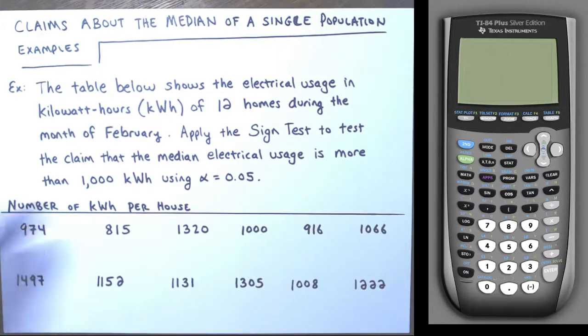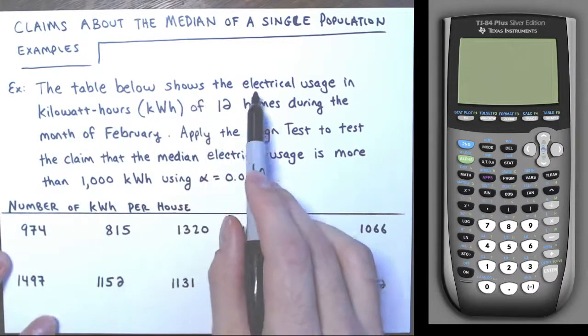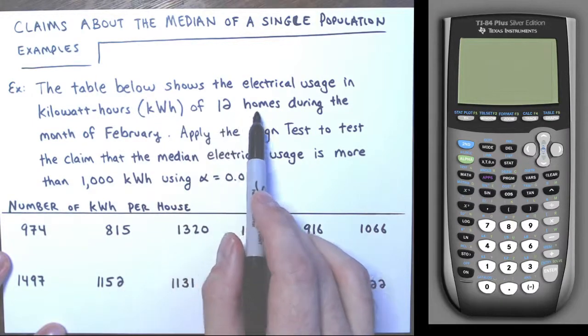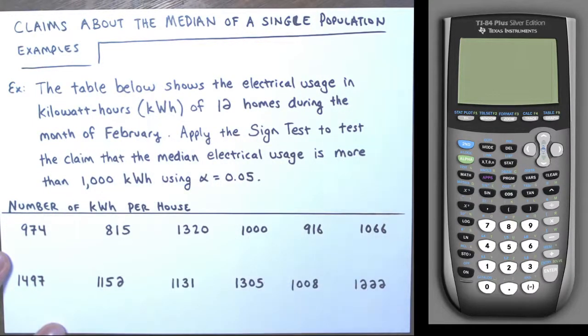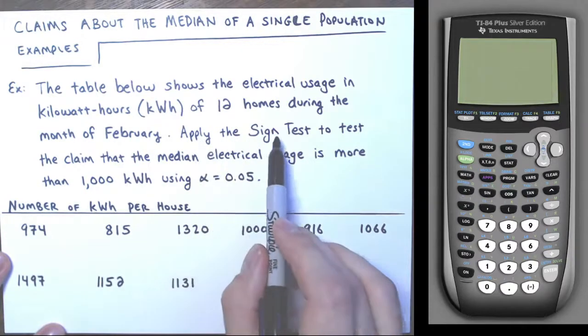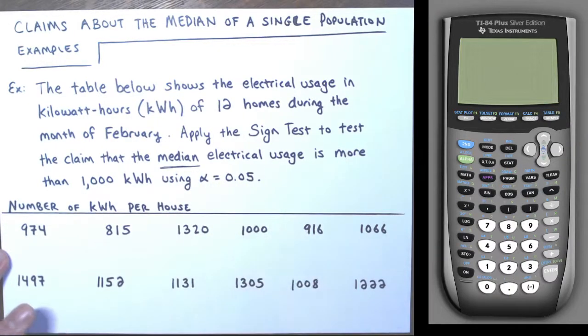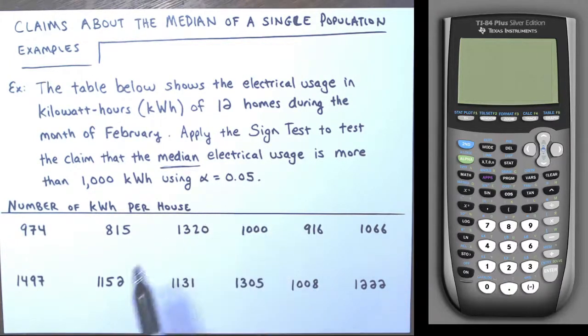All right, so here, this will involve a claim about the median of some population. And I've got two of these. First off, the table below shows the electrical usage in kilowatt hours, kWh, of 12 homes during the month of February. Apply the sign test to test the claim that the median electrical usage is more than 1,000 kilowatt hours, using alpha equals 5% this time.